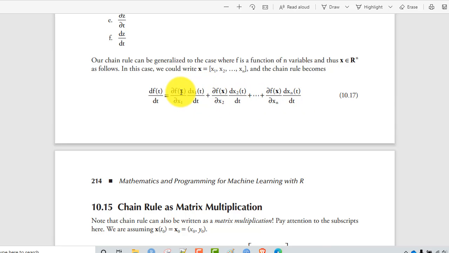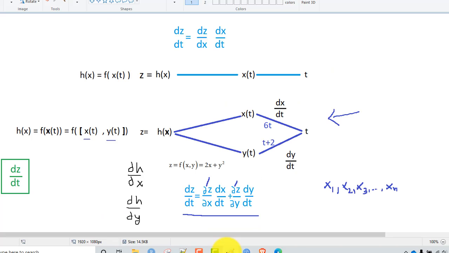The first one is going to be the partial of z, or the partial of f, with respect to x1, and then that x1 is going to depend on t, so the partial of that with respect to t, and then the partial of this with respect to x2, and then that x2 is going to depend on t, and we're going to just continue out to the last variable, the partial of f with respect to xn, and then that xn is dependent on t. That's this picture here, where we have many variables here, x1, x2, x3, and so on, but each of them is dependent on t.